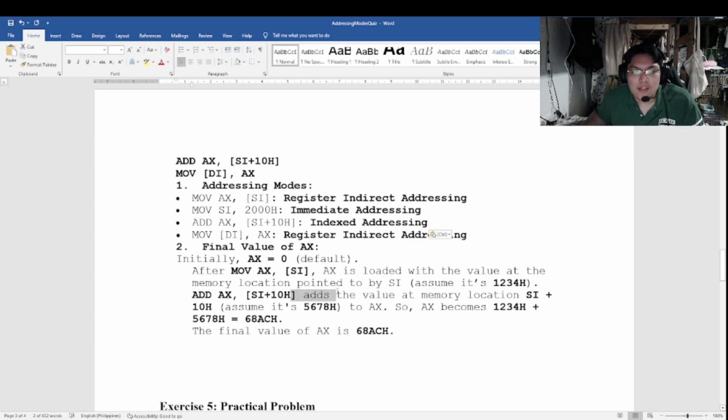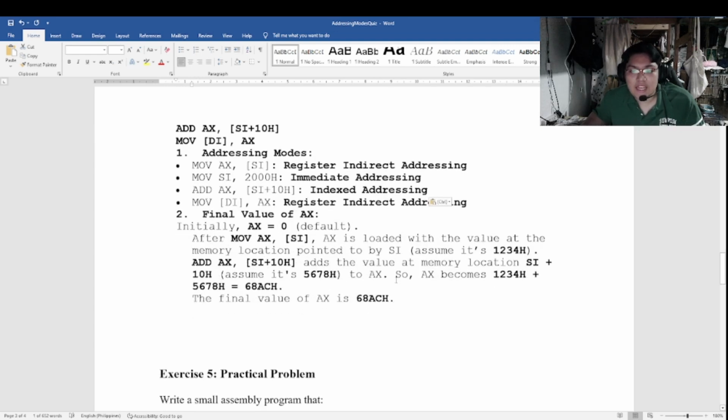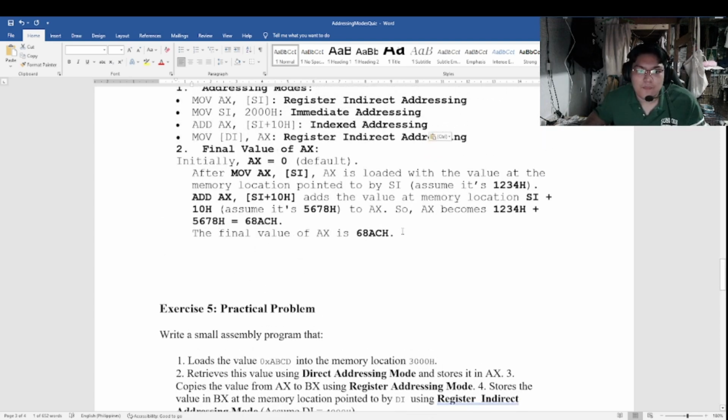So it adds the value at memory location SI plus 10H, and that value is 5678H based on the given. So AX becomes 1234H plus 5678H, which is equal to 68ACH. So that is the final value for the AX in number 2.